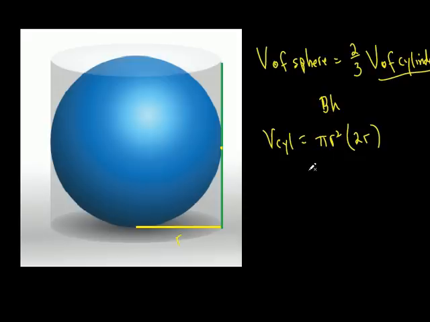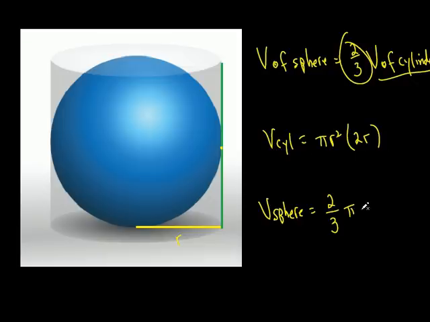I'll tell you what, let's just keep going. But what did I say is the volume of a sphere? Let's get rid of all that. Okay, what about the volume of a sphere? The volume of a sphere is 2/3 the volume of the cylinder. So watch what I'm going to do. I'm going to go 2/3 this thing right here. So it's pi r squared times 2r.